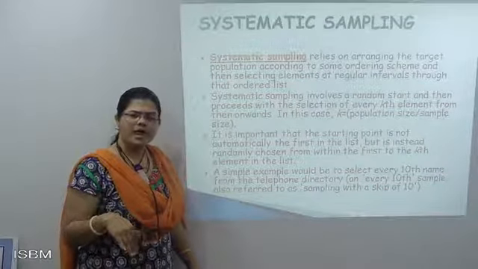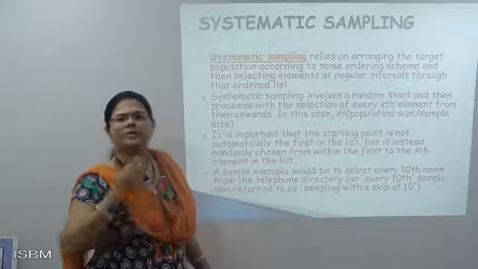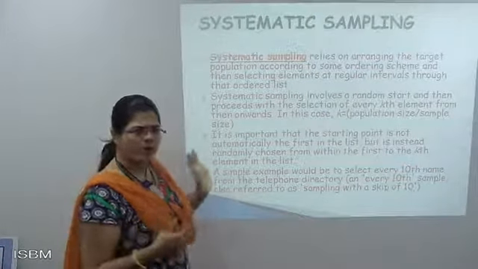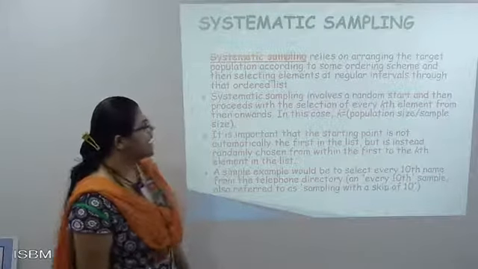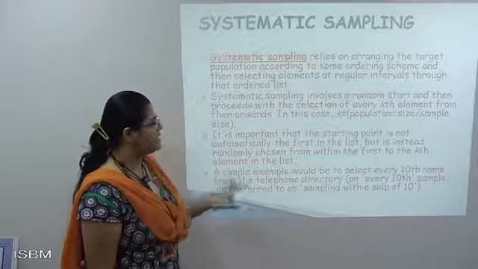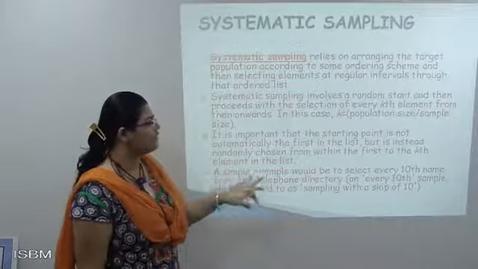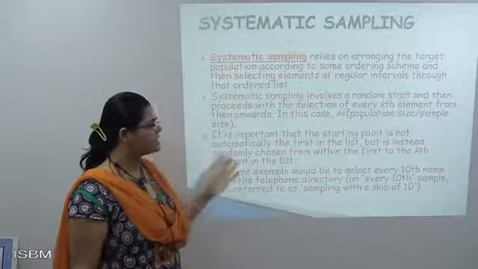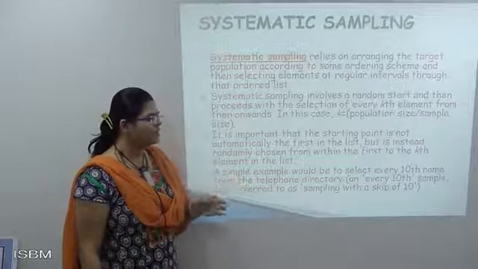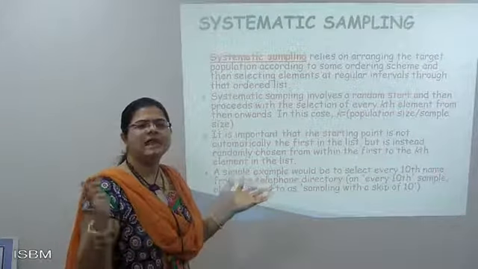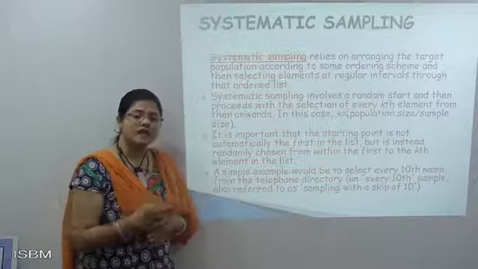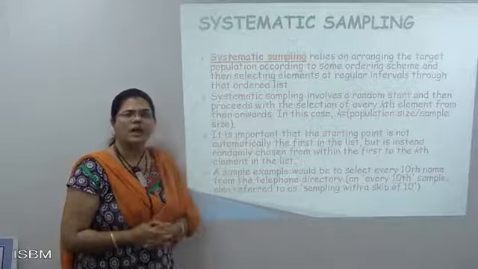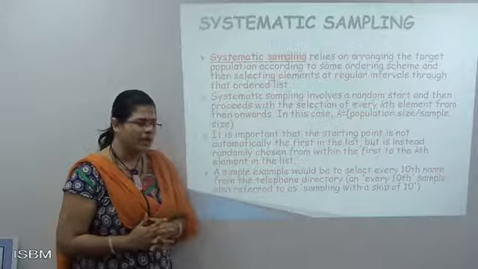It depends on how you randomly pick the numbers, and finally you can start from there. According to this, you can collect the population size and sample size using this systematic way. It is important that the starting point is not automatically the first in the list, but is randomly chosen from within the first few elements of the list, as I said right now. It is not that I must start from one; I can start from anywhere, and then keep every point in the systematic order. That is how I can calculate the population size by randomly picking these elements.